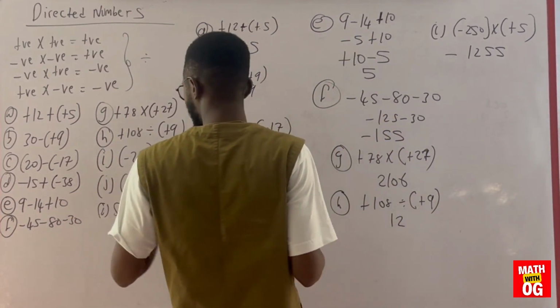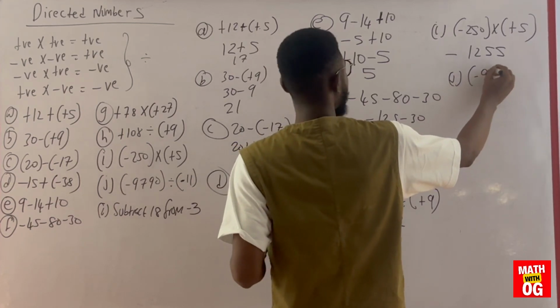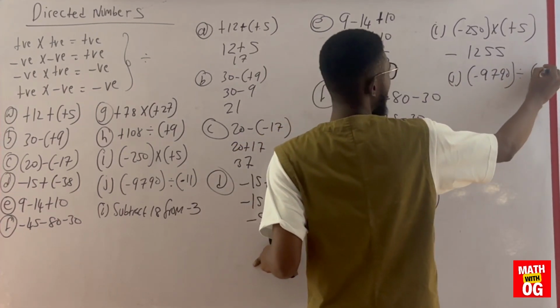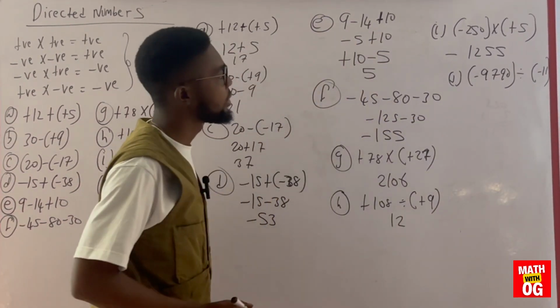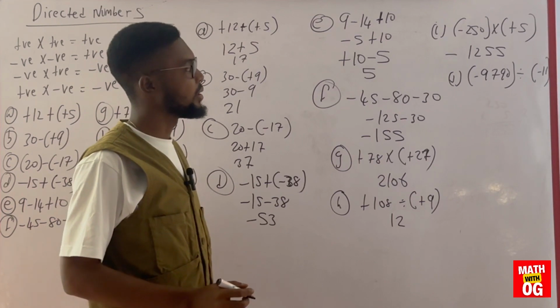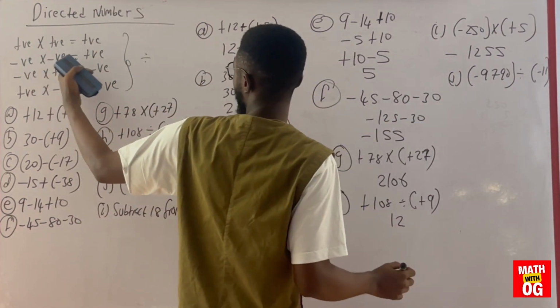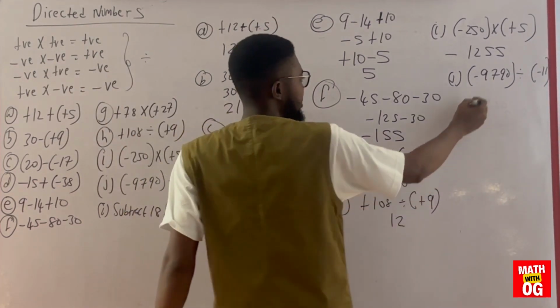Then the J part, you have minus 9790 divided by minus 11. Minus divided by minus. Minus multiplied by minus is plus. So minus divided by minus is also what? Plus. I'll be having a positive number.